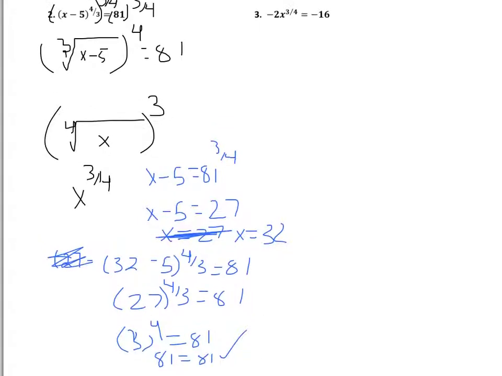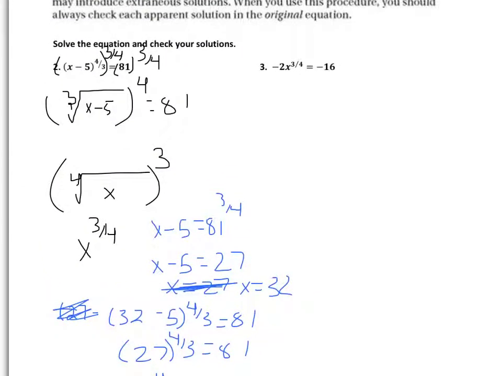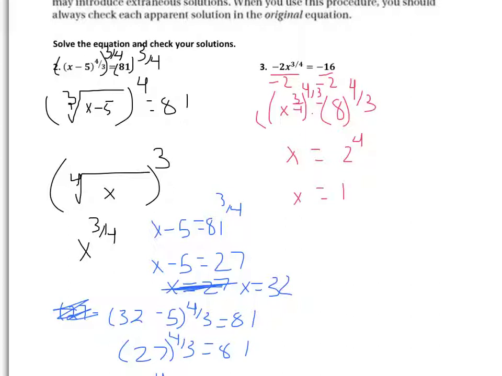So let's go back and try the next one now. Okay. Divide by -2. X to the 3/4 equals 8. So, see how we did the power of the reciprocal? So what's the reciprocal of 3/4? 4/3. So you always go to the power of the reciprocal. So you get x equals, well, that would be 2 to the 4th, because the cube root of 8 is 2, so 2 to the 4th, 16.